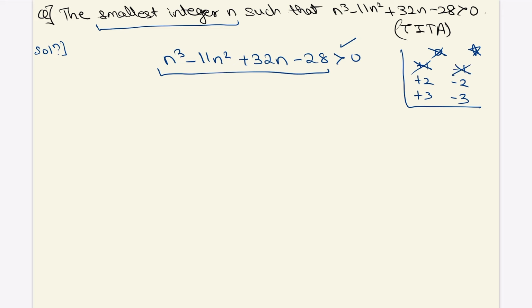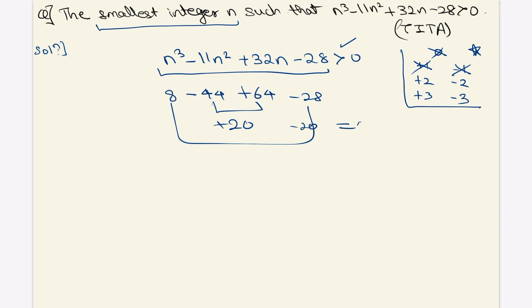Let's check 2. For 2, 2 cubed is 8, 2 squared is 4, so 4 times 11 is 44, so 8 minus 44 plus 2 times 32 is 64 minus 28. So this gives me plus 20, this gives me minus 20. Yes, so now we got a root. So 2 is a root. Now as we can see that 2 satisfies this equation, hence n minus 2 is a factor.